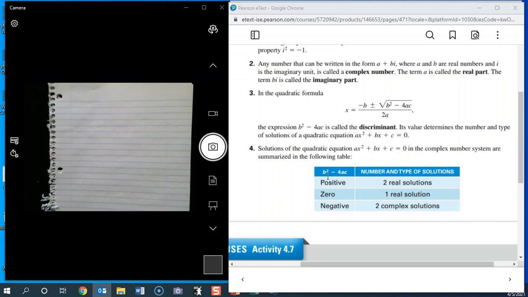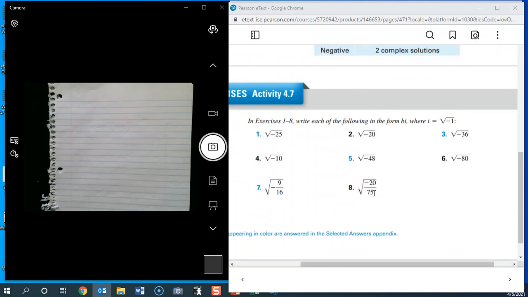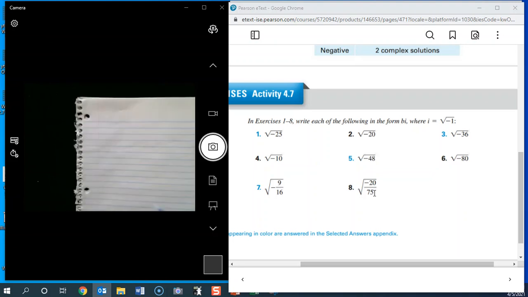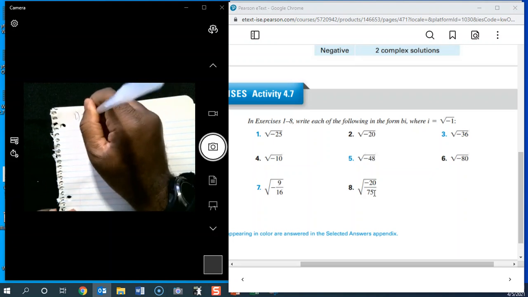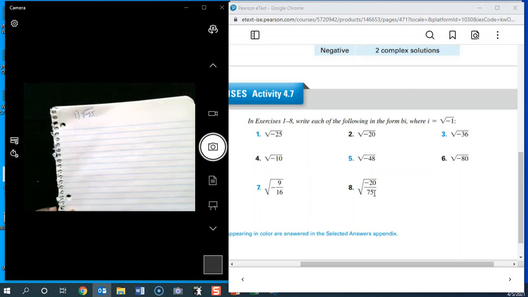So we're going to go through this. Let's take a look here. Okay, we're going to do problems 1, 5, and 7, and then we'll move on to the next page. Okay, problem number 1. We have the square root of -25.